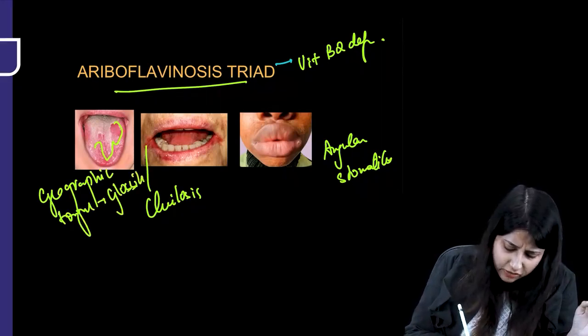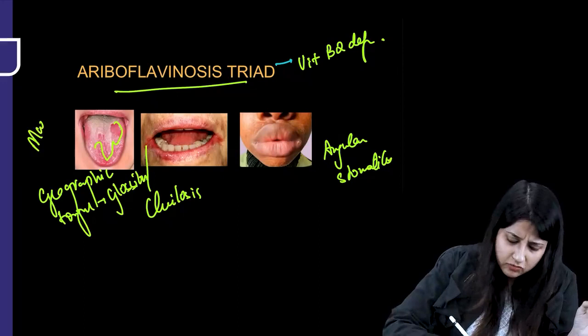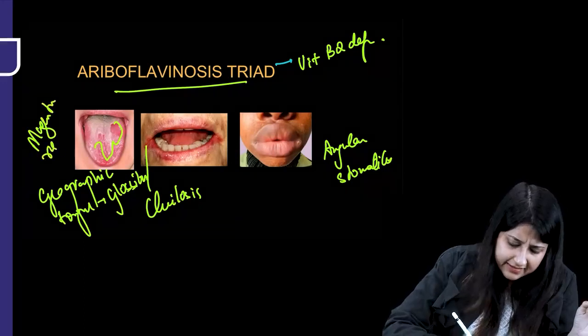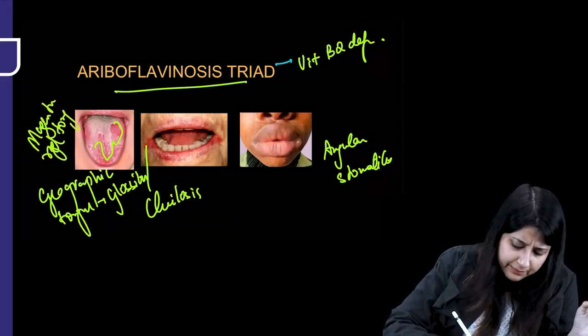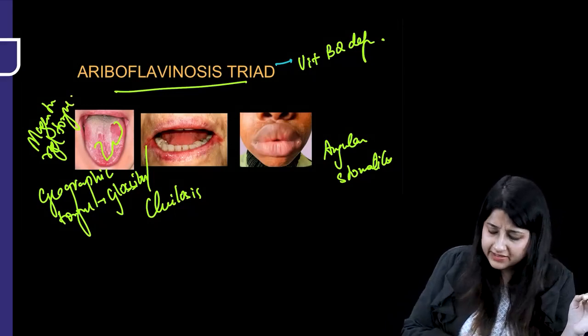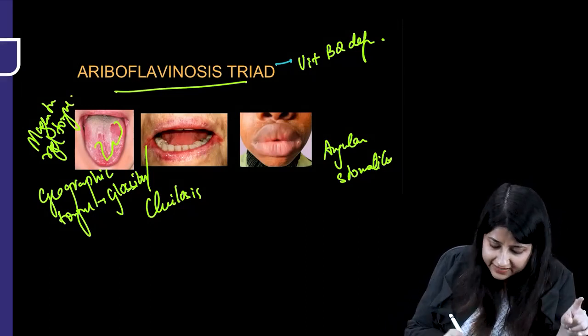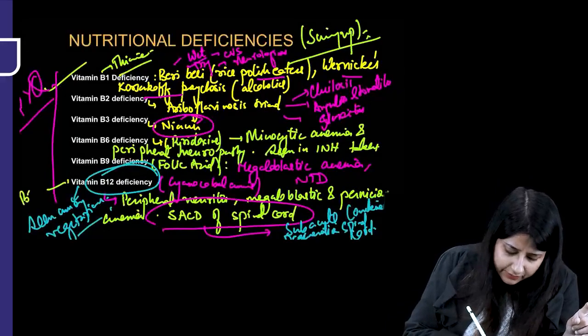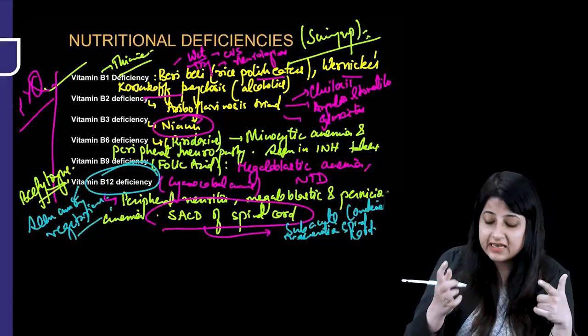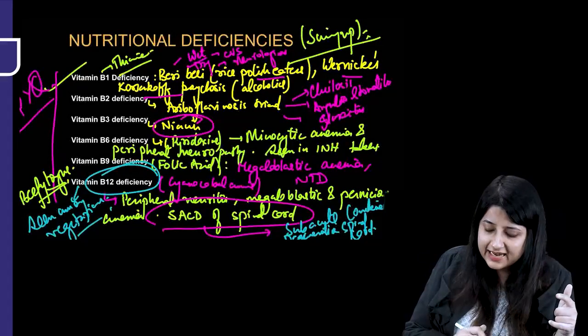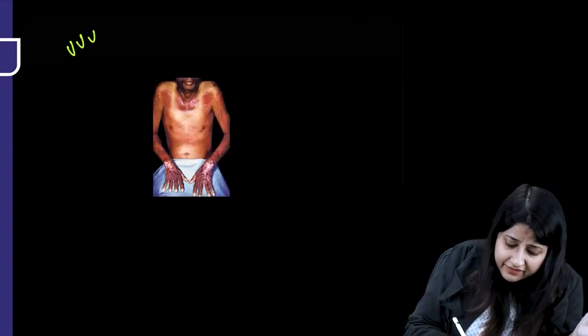And what is the color of the tongue? This is magenta red tongue. If they ask you, that was magenta red tongue. Where do you see beefy tongue? In vitamin B12 deficiency, it presents with a beefy tongue. And if you remember, strawberry-like tongue was in scarlet fever. Very, very important.